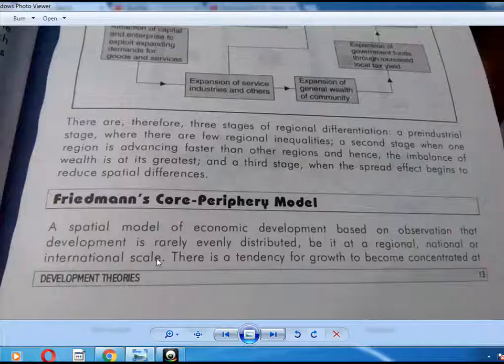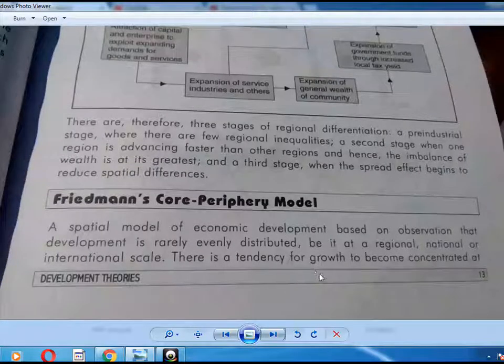Friedman's core periphery model is a special model of economic development based on observation. Development is rarely evenly distributed, be it at a regional, national, or international scale. Please remember, it is an economic development model based on observation.